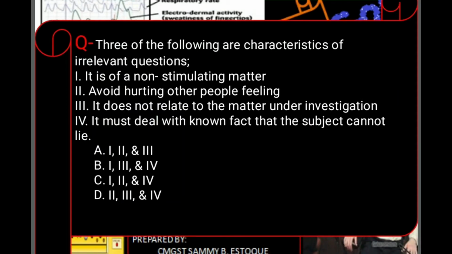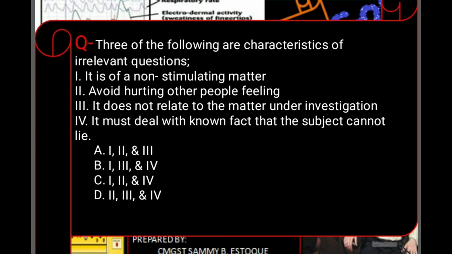Three of the following are characteristics of an irrelevant question. Take note, irrelevant question. One, it is of a non-stimulating matter. Hindi po nakaka-stimulate. Two, avoid hurting other people's feelings. Three, it does not relate to the matter under investigation. Four, it must deal with a known fact that the subject cannot lie. So, ano nga ba yung characteristics ng irrelevant question doon po sa apat na nabanggit?